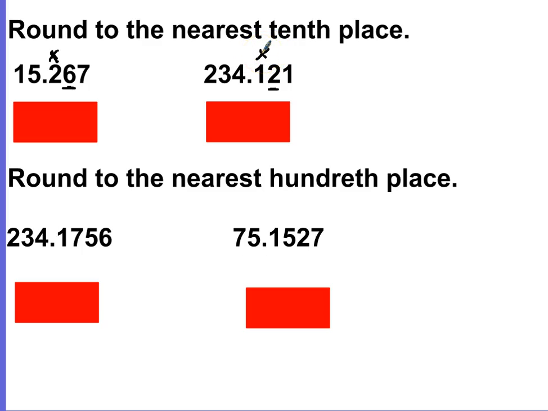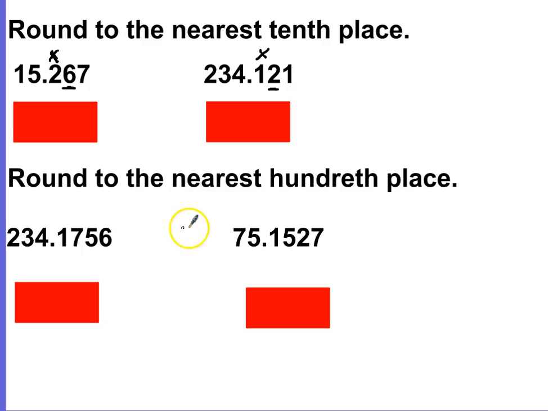When you're looking at the tenths place for this example, you have an X over the 1. You look to the number to the right, that's a 2. If it's 5 or greater, the 1 goes up 1. If it is less than 5, the number stays the same.